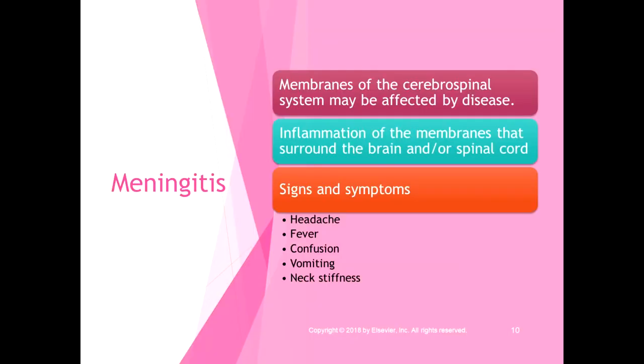So meningitis is where the membranes of the cerebrospinal system are affected by either a bacteria or a virus. Just like pneumonia, it can be caused by bacteria or virus. Meningitis can also be caused by bacteria or virus, and both of them can kill you. It's inflammation of the membranes that surround the brain or spinal cord. The signs and symptoms are headache, fever, confusion, vomiting, and neck stiffness.